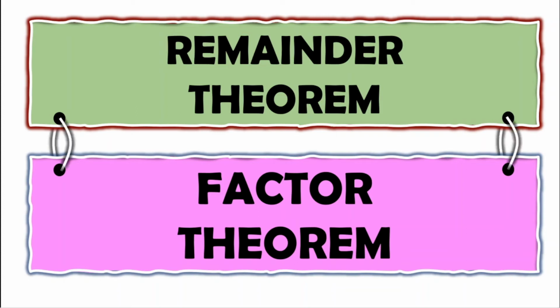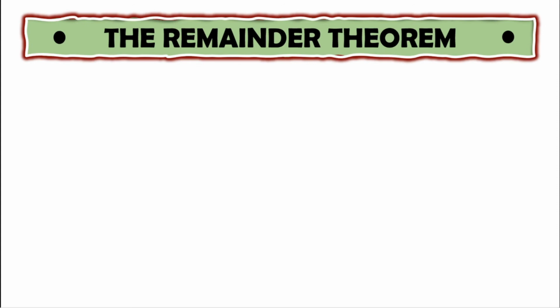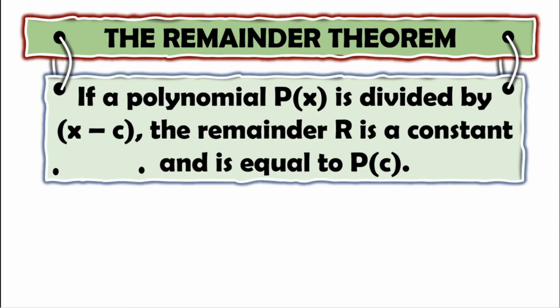Tatalakayin natin sa video ito ang remainder theorem at factor theorem. The remainder theorem. The remainder theorem states that if a polynomial p of x is divided by x minus c, the remainder r is a constant and is equal to p of c.